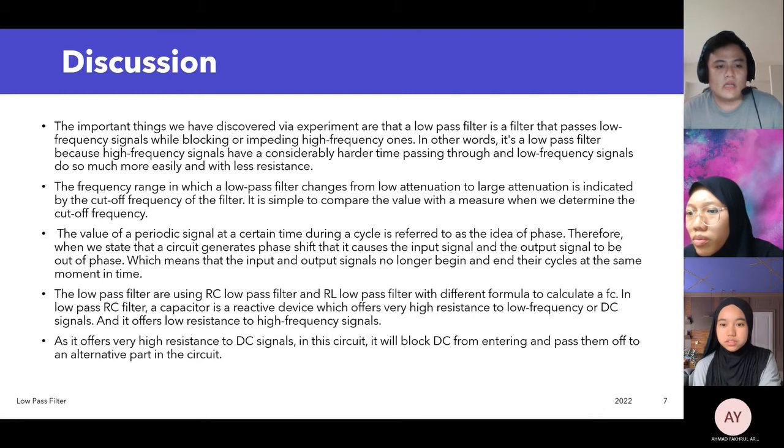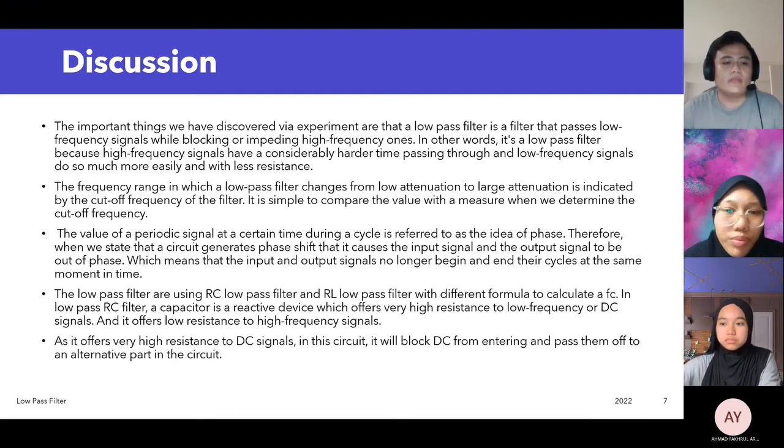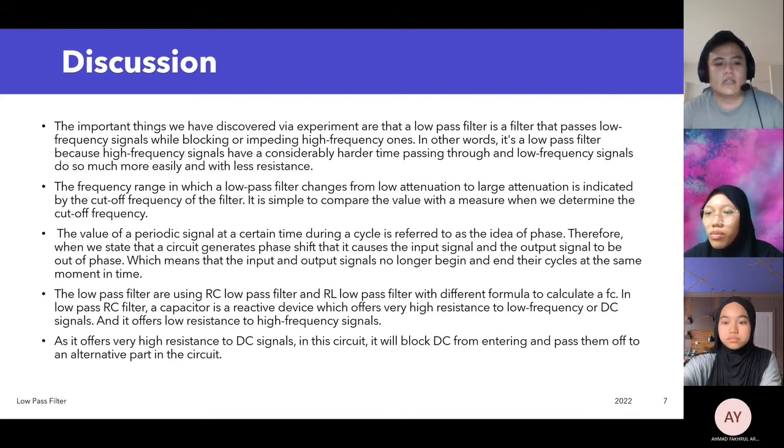In a low pass RC filter, a capacitor is a reactive device which offers very high resistance to low frequency or DC signals, and it offers low resistance to high frequency signals. As it offers very high resistance to DC signals, in this circuit it will block DC from entering and pass it off to an alternative part in the circuit. Next one will be the conclusion.